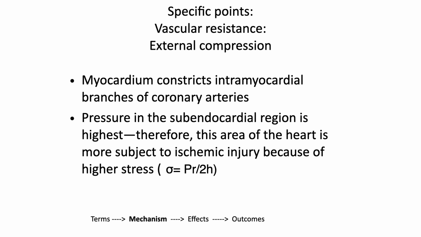Also, when we talk about the vascular resistance, we talk about compression. The myocardium can actually constrict the internal myocardial branches, but the good thing is that's during diastole. And then actually it says pressure in the subendocardial region is the highest. This is one reason why you see subendocardial infarcts. That's the first place that it is infarcted, because it has a higher degree of stress and pressure, has a higher demand.